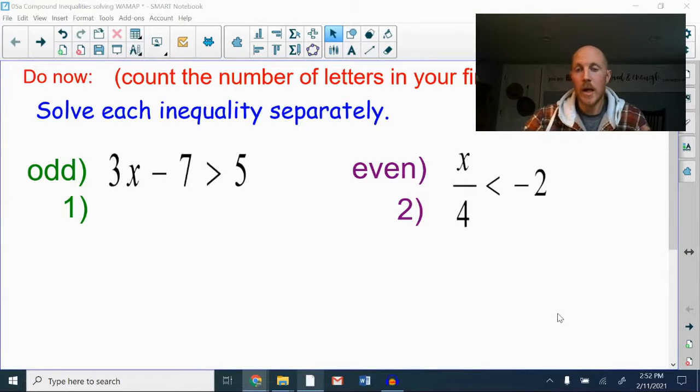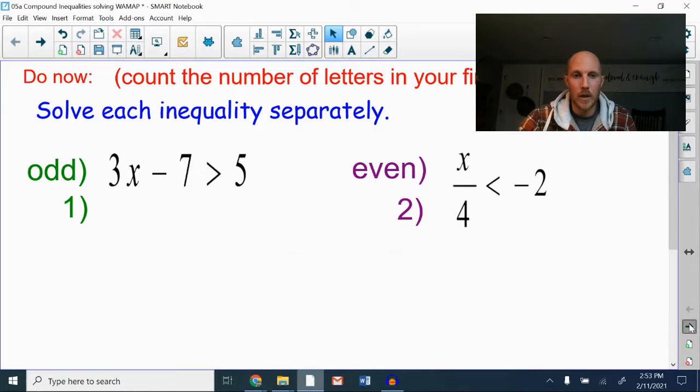Well, good morning, algebra. Here's the do now for today. You're going to solve one of these two inequalities. You can go ahead and count the number of letters in your first name. And if you come out with an odd amount of letters, do the green one, number one. If you come up with an even number of letters, then go ahead and do the purple one, number two. Hit pause till you've got your solutions worked out, and then we'll rejoin.